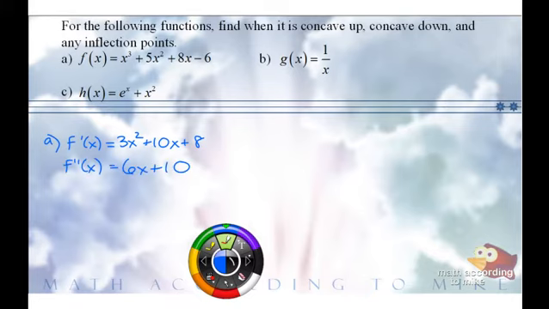6x plus 10. So we take our 6x plus 10. We see where the derivative is 0. We see where it does not exist. We can take care of the does not exist portion because it's a polynomial, and it always exists, so nothing to worry about there. So if you set 6x plus 10 equals 0, and you solve for x, what do you got?